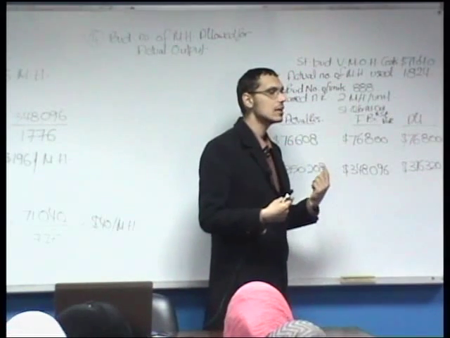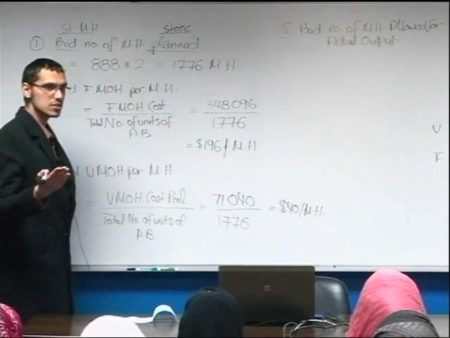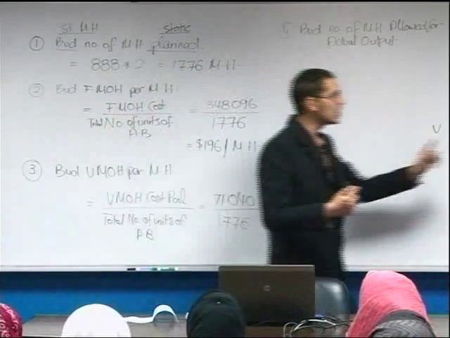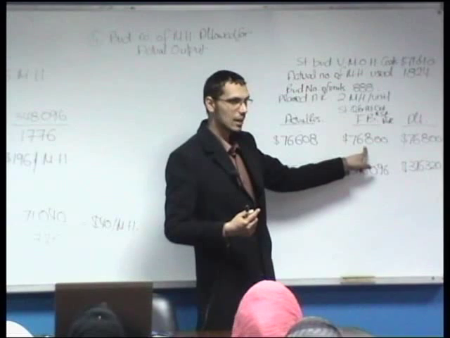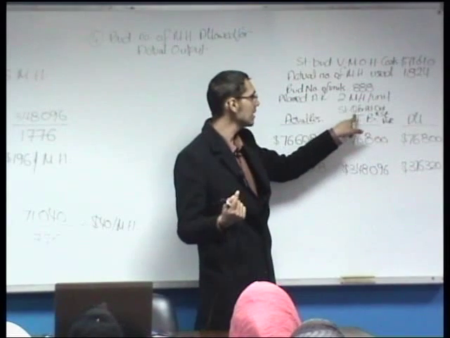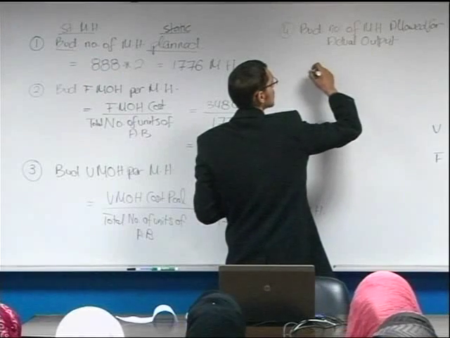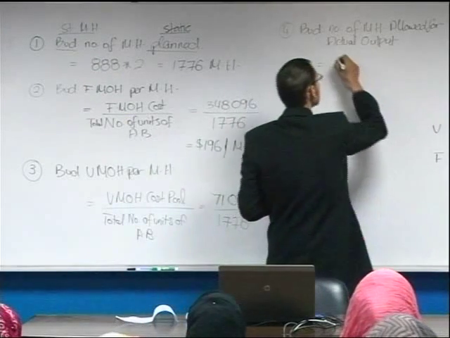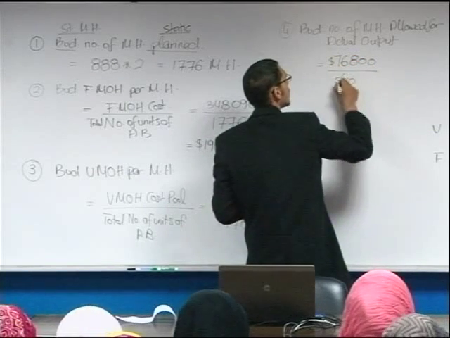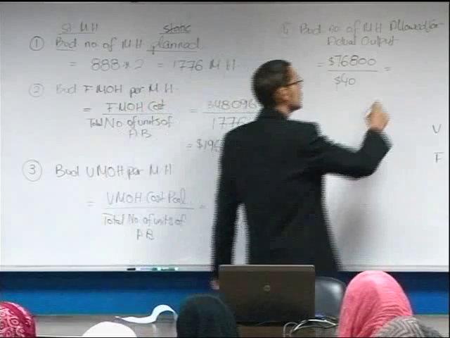Therefore, do we know the standard rate? Yes. What is the standard rate? Yes, we have just calculated it. It is $40 per machine hour. Therefore, I know the amount, which is 76,800. I know the rate. The only thing missing, the only thing we need to calculate, is the standard quantity. Therefore, the budgeted number of machine hours allowed for actual output would equal the $76,800 divided by the $40 per machine hour, which would equal 1,920 machine hours.